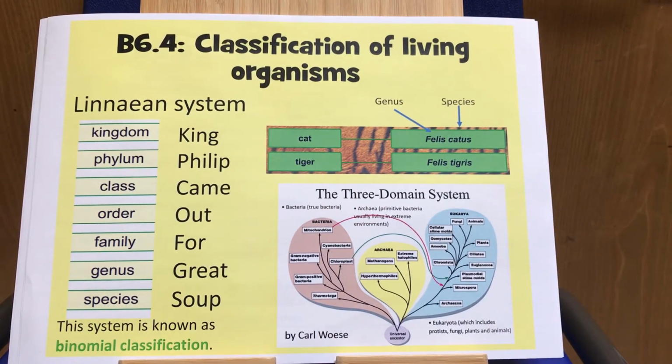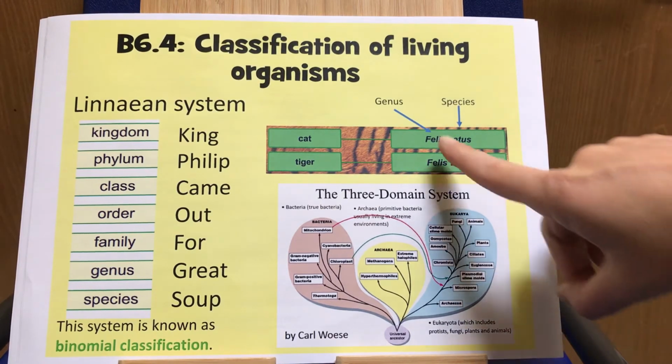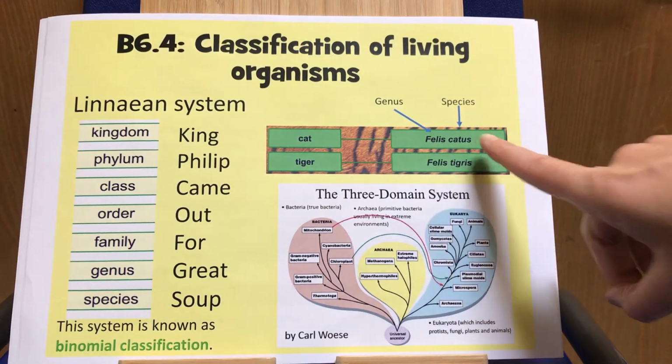Okay, so we start off with the kingdom, that could be the plants or the animals. We go down to the phylum, that could be the vertebrates, the invertebrates. We go down to the class, that could be within the vertebrate group, the birds, the reptiles, the mammals, the fish or the amphibians, and so on and so forth. We've then got our final genus and species.